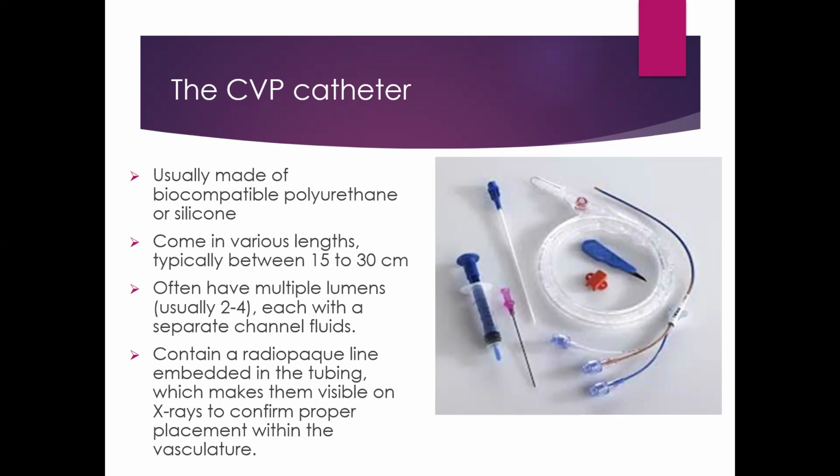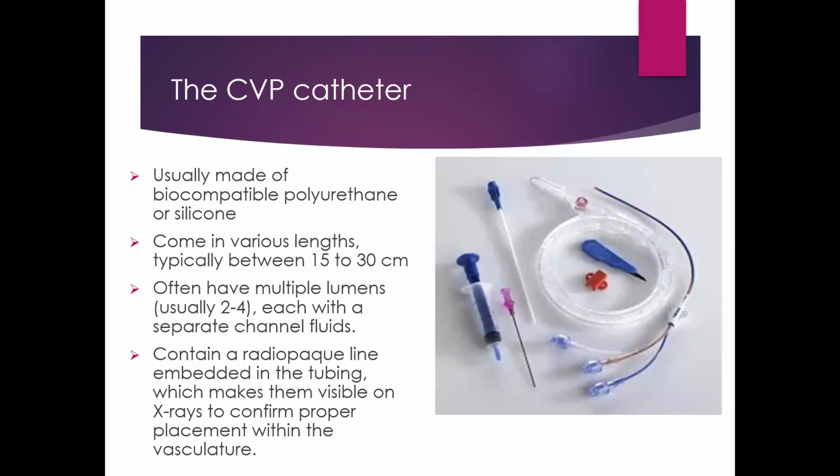It usually contains a radiopaque line, which makes it visible on X-ray. One of the things we talked about with central venous catheterization is that you need to confirm placement. One of the ways to confirm correct placement is to always obtain a chest X-ray after insertion of a CVC. It is a must.